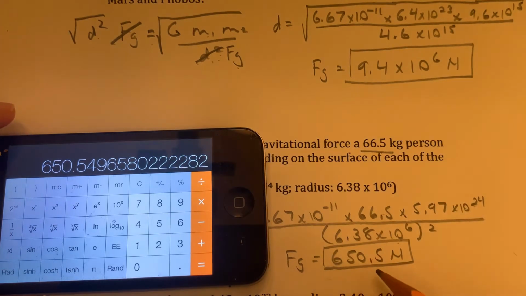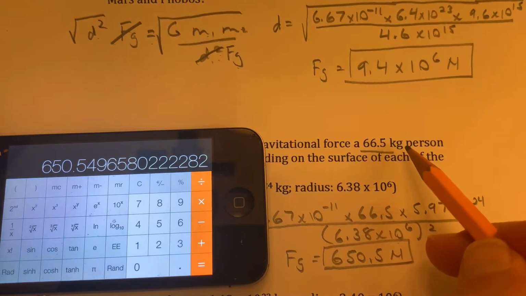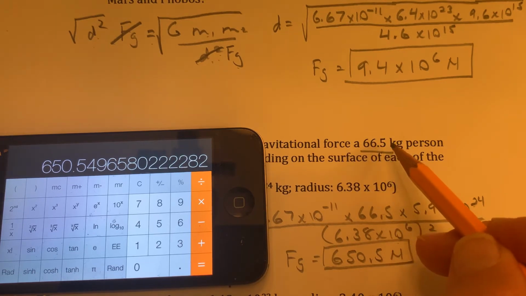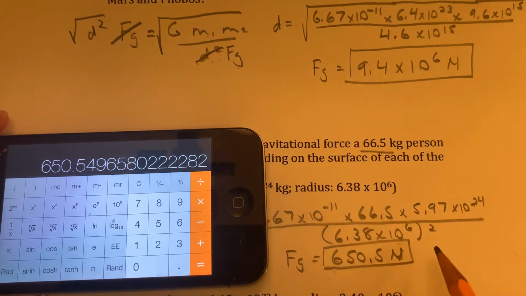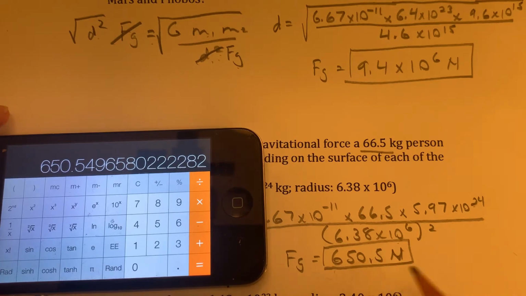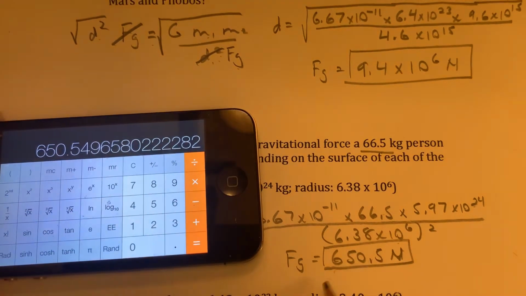Remember, the kilograms are always smaller than pounds. So this person's probably like 140 pounds. And then the newtons are always much bigger than kilograms. That's why we don't use Newton scales. Everybody thinks they weigh too much.